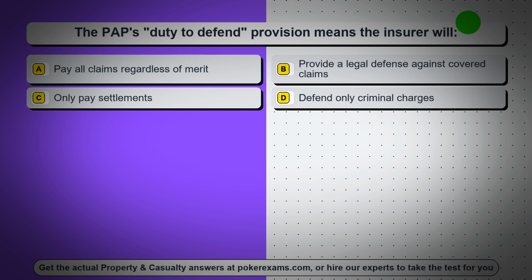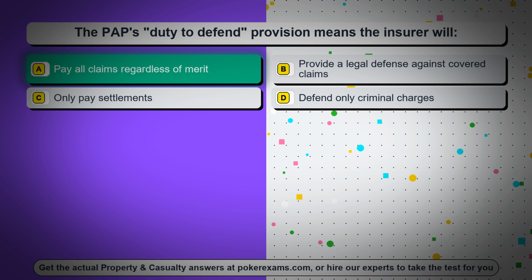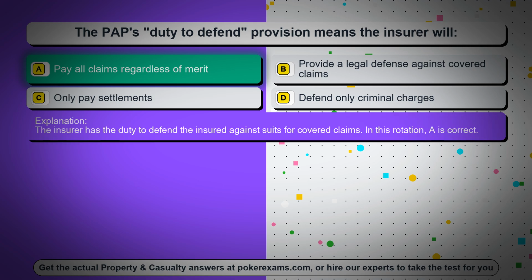Question 31. The PAP's duty to defend provision means the insurer will: Option A, pay all claims regardless of merit. Option B, provide a legal defense against covered claims. Option C, only pay settlements. Option D, defend only criminal charges. The correct answer is option A, pay all claims regardless of merit. The insurer has the duty to defend the insured against suits for covered claims. In this rotation, A is correct.